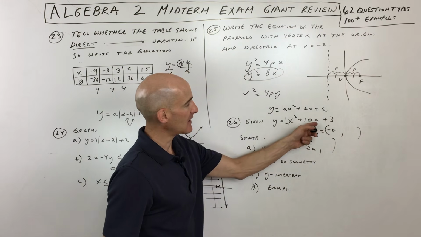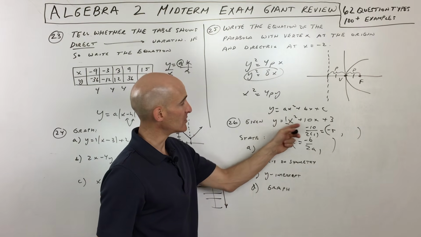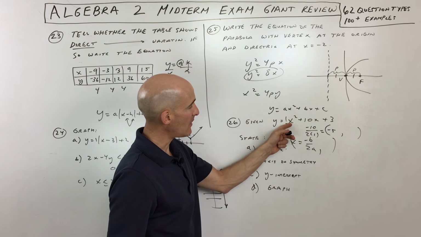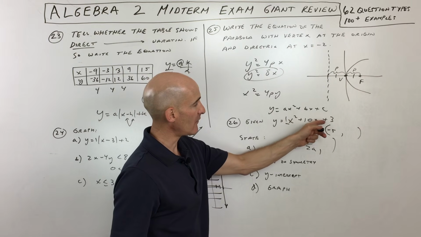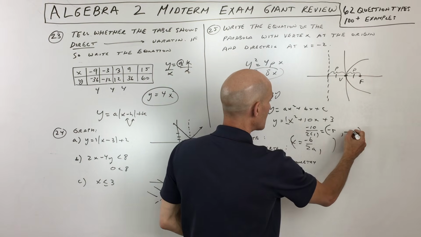If we put negative 5 back in, we get our y value of our vertex. So if we do that, we get negative 50, positive 25, which is a negative 25 if you add those together, plus 3 is a negative 22.